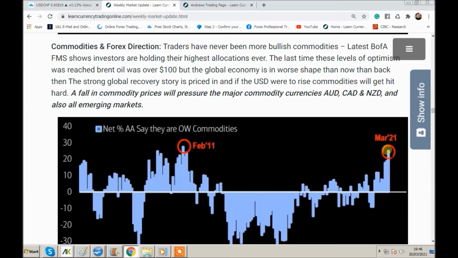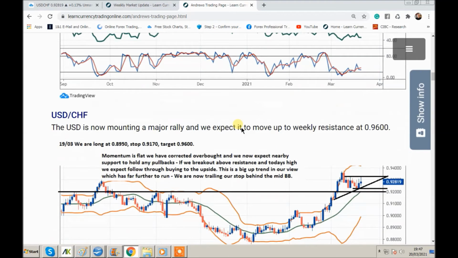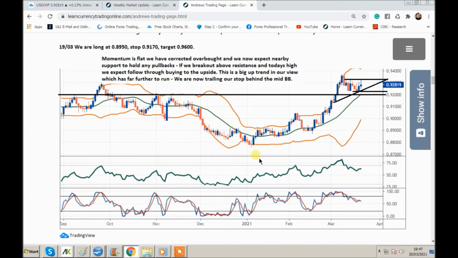So we're looking for the commodity complex to correct generally to the downside, pressure on the major commodity currencies lower, the AUD, CAD, and NZD, obviously, and also emerging market currencies, which rely heavily on commodities. I'll come to some emerging market currencies in a moment, but let's go back to the next chart.